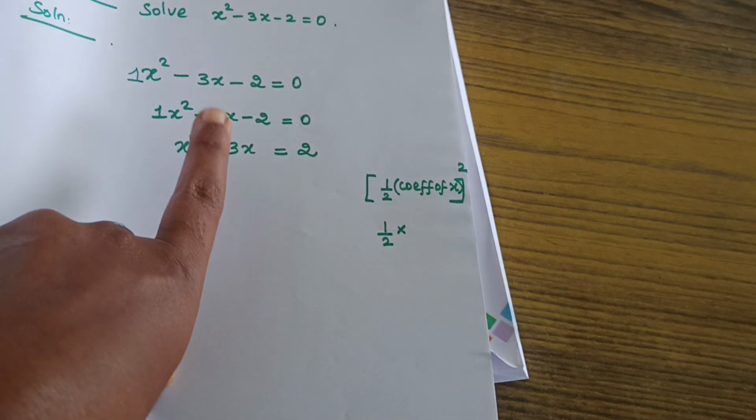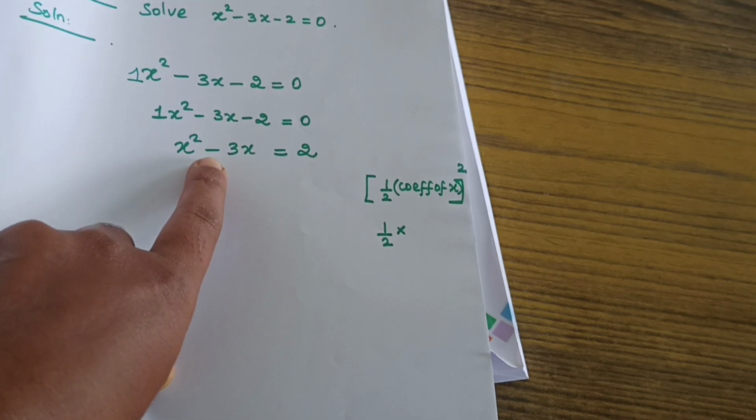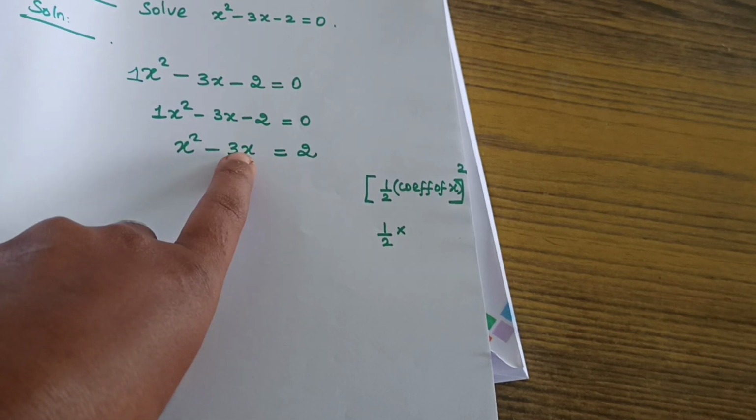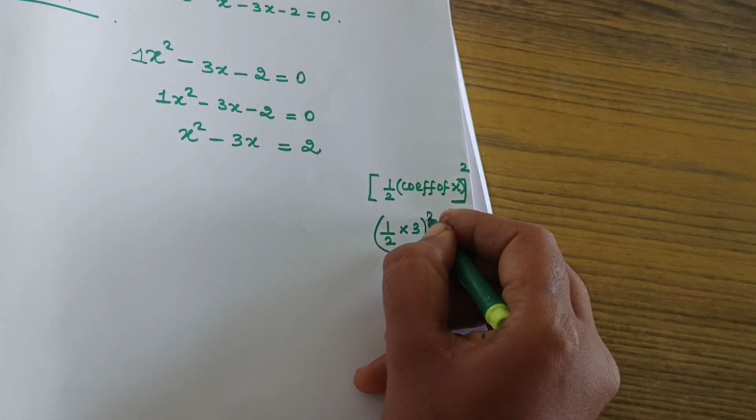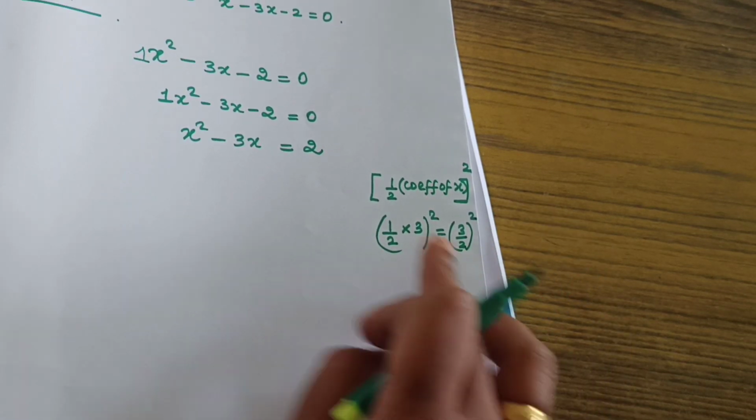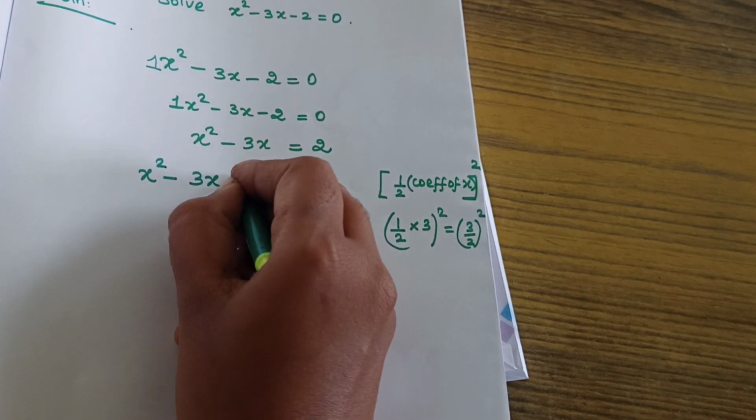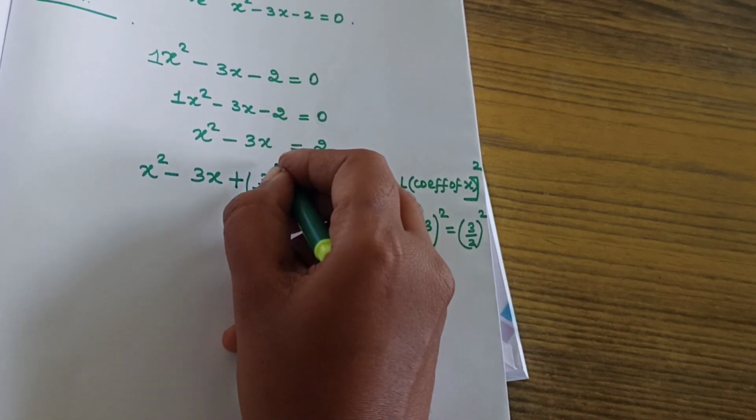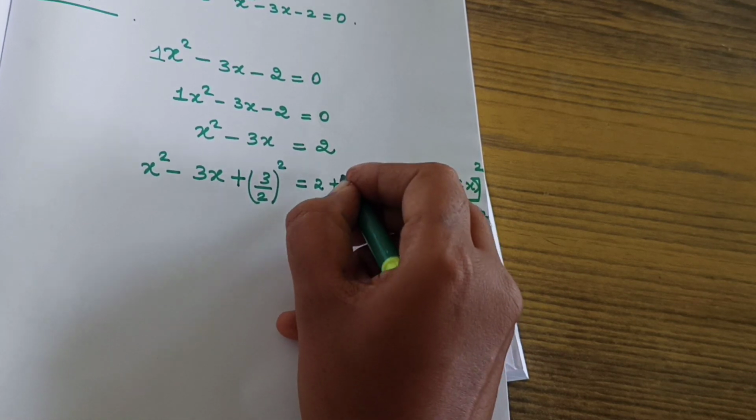because here the sign we can expand using the a minus b whole square formula. So the number alone you need to take, the coefficient of x, that 3. According to this formula, half of 3 the whole square, which is equal to 3 by 2 the whole square. This term you need to add on both sides. So x square minus 3x plus 3 by 2 the whole square. On both sides you need to add, so 2 plus 3 by 2 the whole square.